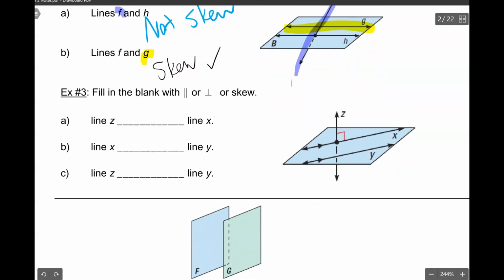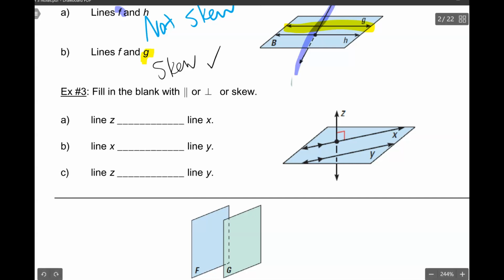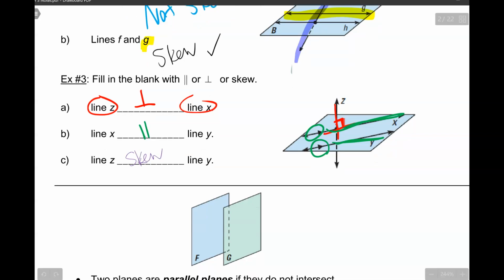All right, fill in the blank with parallel, perpendicular, or skew. Step by step. So line Z and line X. Z is here, X is here, and they meet at a 90 degree angle. So these two lines right here, they meet at 90 degrees. So we'd say they are perpendicular. Line X and line Y. Line X is here, line Y, and they even have the little arrow that means parallel. And then line Z and line Y are skew. They don't cross, they don't intersect, they're not on the same plane.